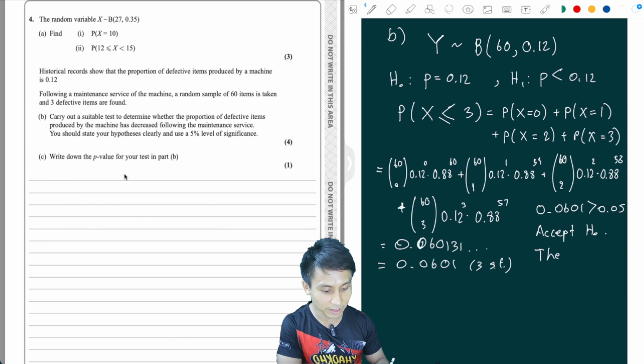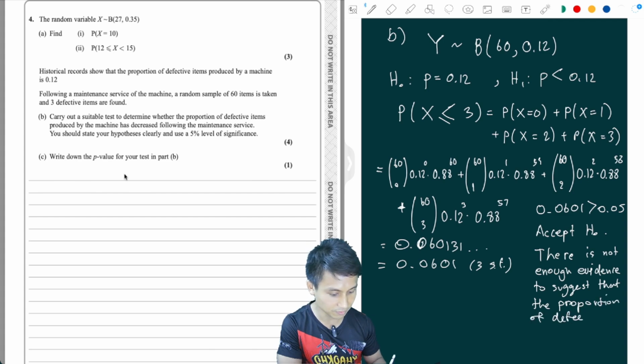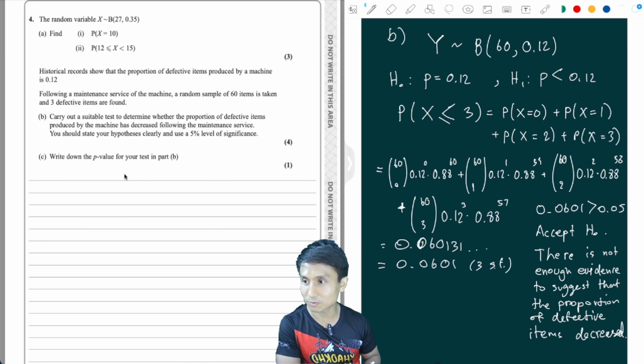And then we say there is not enough evidence to suggest that there is a decrease in the proportion of defective items, to suggest that the proportion of defective items decreased. Okay, that's it. And that's part B done.